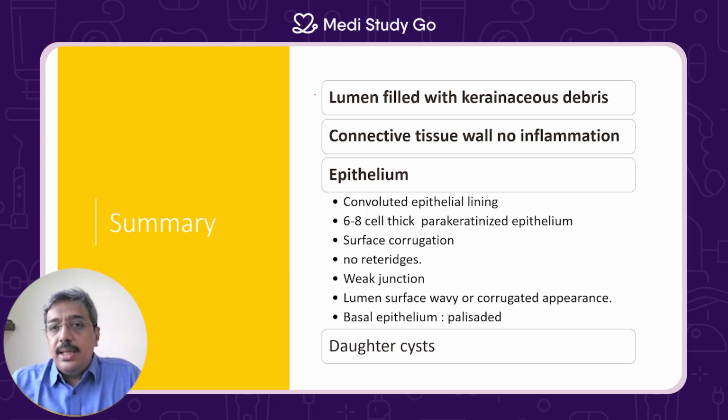So in summary, the lumen is filled with keratinaceous debris, the connective tissue is mature and has no inflammatory cells. The epithelium shows a convoluted lining, 4 to 10 cells thick, with surface corrugation and no rete ridges, leading to a weak junction and separation of the epithelium. The basal cells are palisaded, and you find daughter cysts.